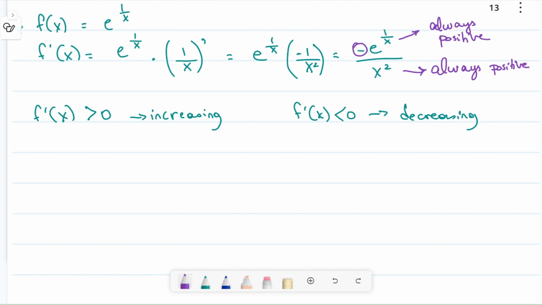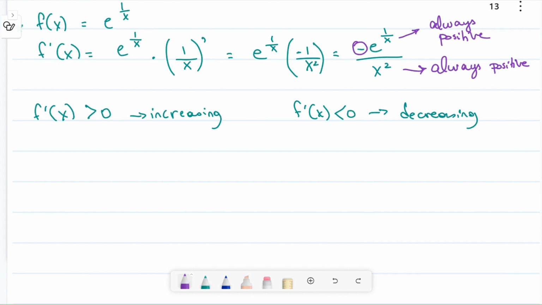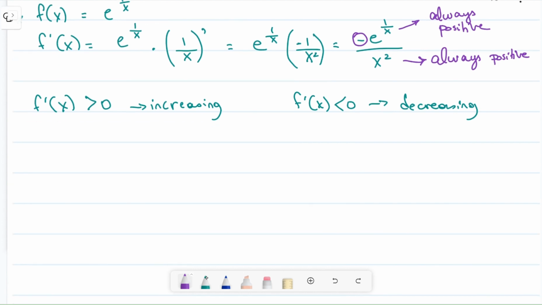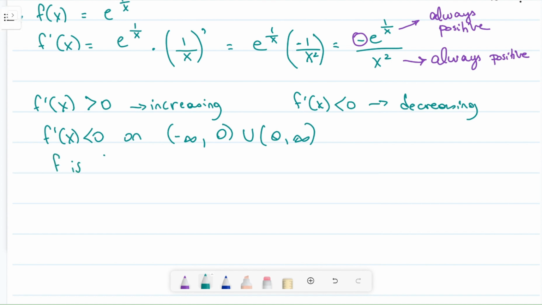In this case, when it's really simple to know whether it's positive or negative, there's no need to really draw a sign table. If it helps you, of course, go ahead and do it. But now that it is clear whether the derivative is positive or negative, we will just use this fact. So the first derivative is less than 0 on the entire graph, which goes from negative infinity to 0 and from 0 to infinity. So on these intervals, on the entire graph, f is decreasing.